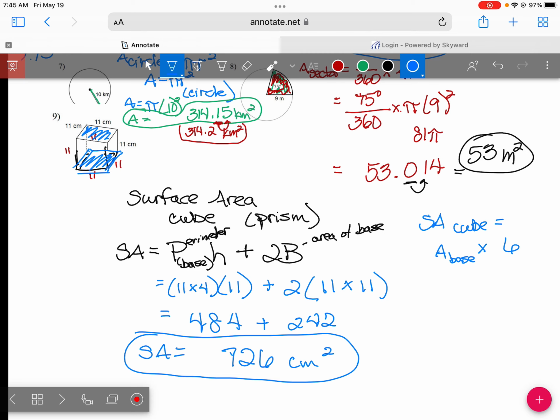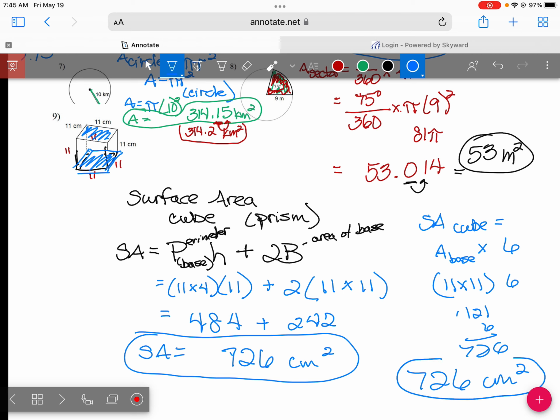So I'm going to get the same answer, but the area of my base is 11 times 11. And take that times 6. So 121 times 6. And you're going to get 726 centimeters squared.